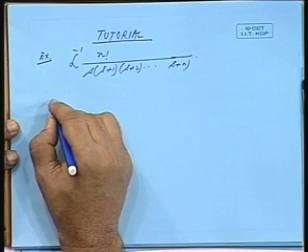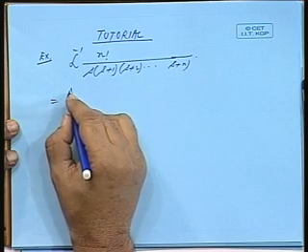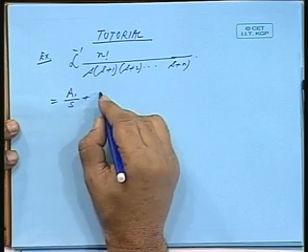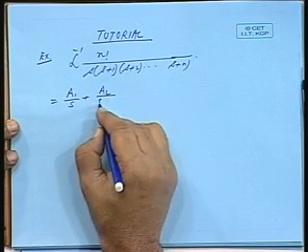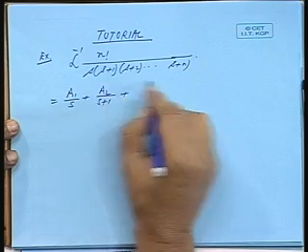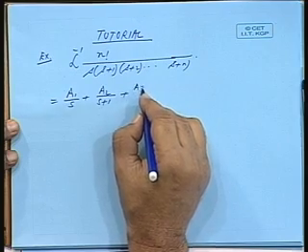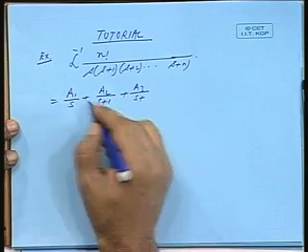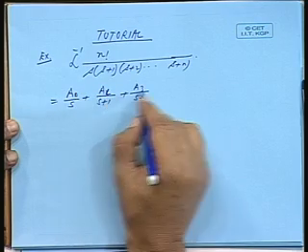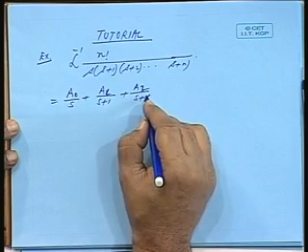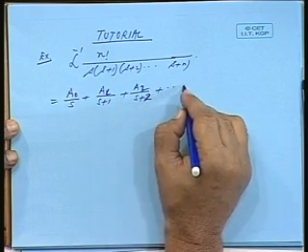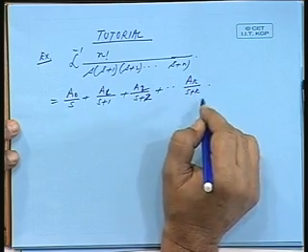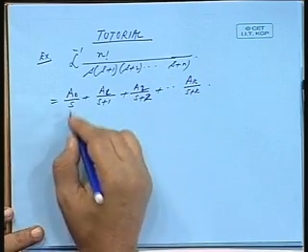So, the easiest method is to find out the partial fractions. I will write a0, a1, a2 by s plus 2 and so on, ak by s plus k, the general term. So, how much will be a0?